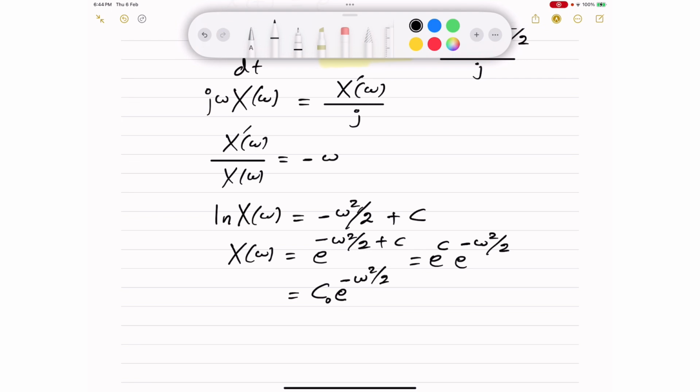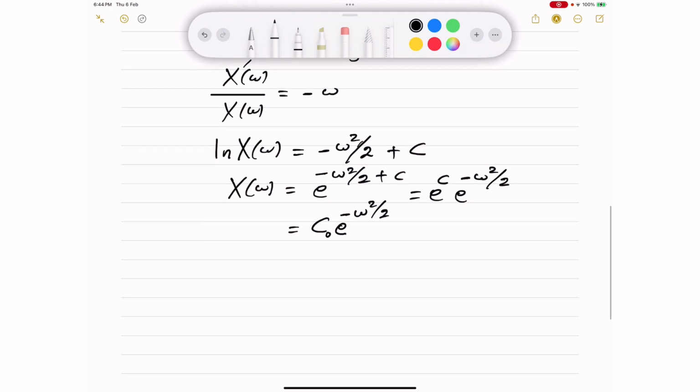Of course, we need to use another constant, because e to c is not c, it is another constant, so we use c naught, for example. Now the problem is how to find c naught. So we're almost done, but we need to determine that constant c naught. How do we do this?